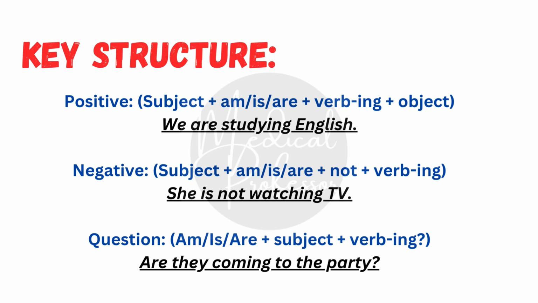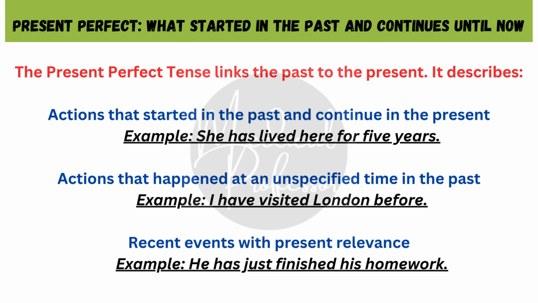For example, are they coming to the party? Present perfect tense. The present perfect tense links the past to the present. It describes actions that started in the past and continue in the present. For example, she has lived here for 5 years. Actions that happened at an unspecified time in the past.